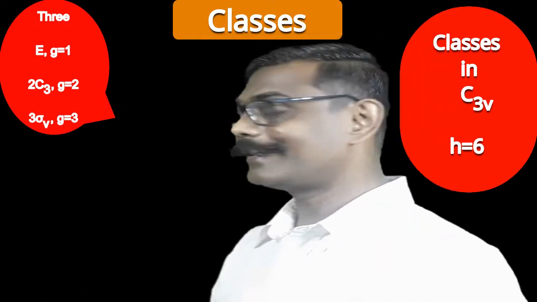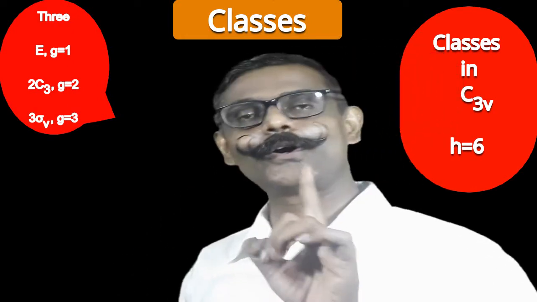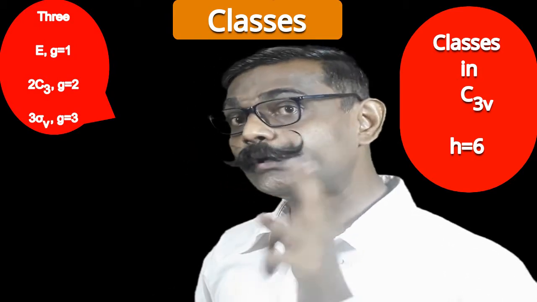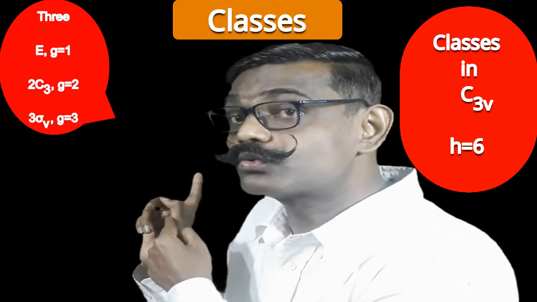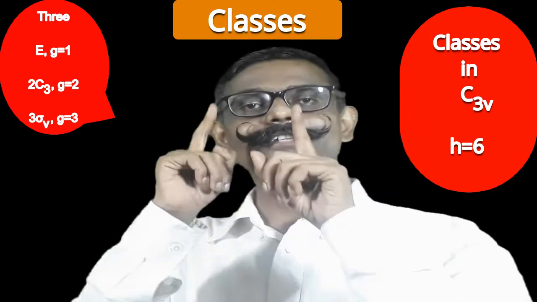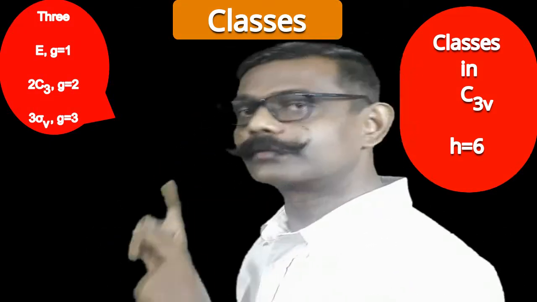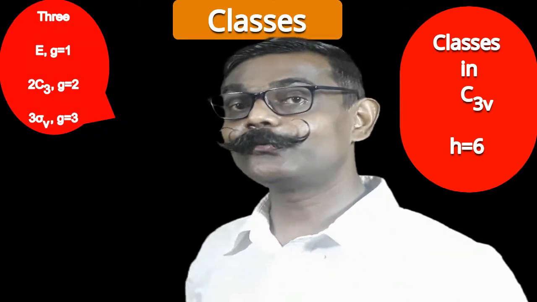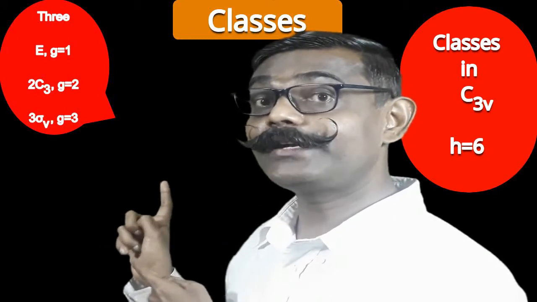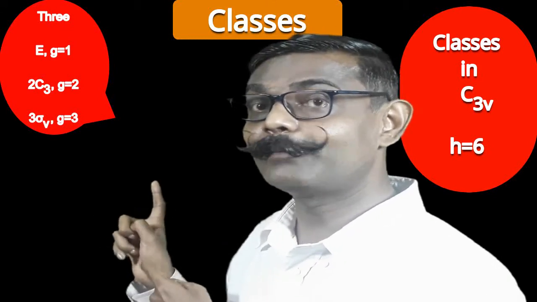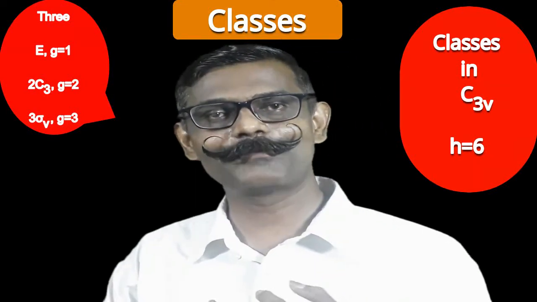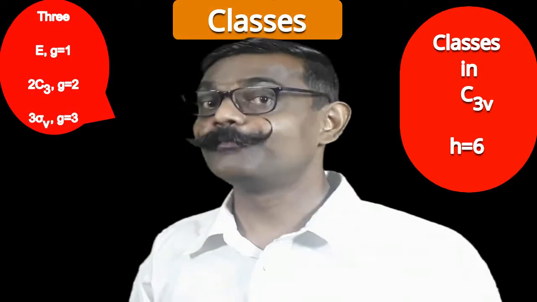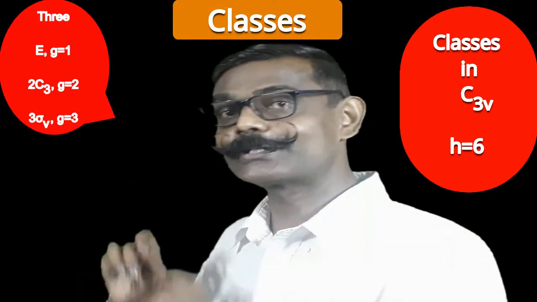Three classes are present. The first class, where E is the only operation, has order 1. The second class has order 2, and 2 C3 operations are there. Which are those 2 C3 operations? C3 1 and C3 2. And the third class, where the order is 3, g is equal to 3. Which are the operations? 3 sigma v, 3 vertical planes are there. How do we label them? Sigma, sigma dash, sigma double dash. All those 3 operations constitute one class, which means all those 3 operations are neighbors to each other.